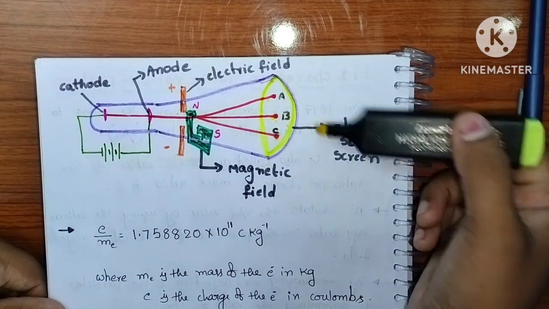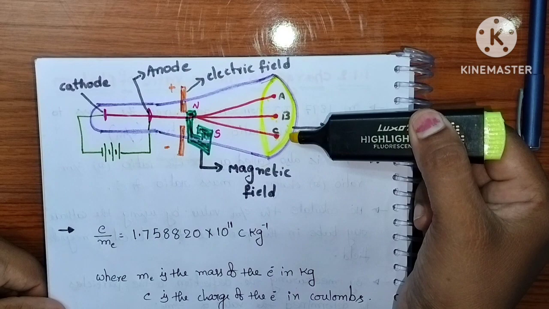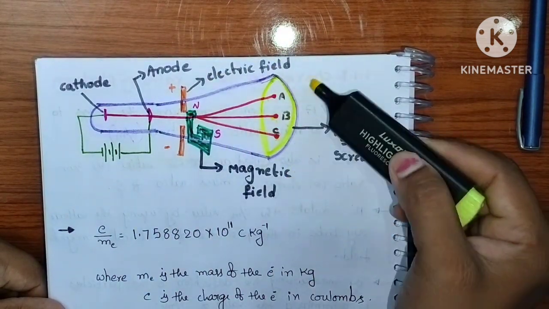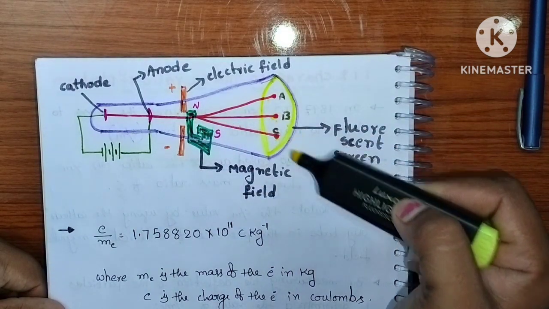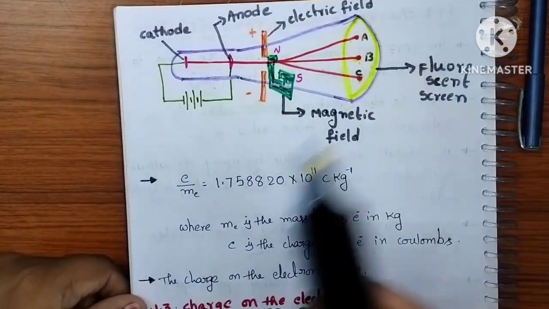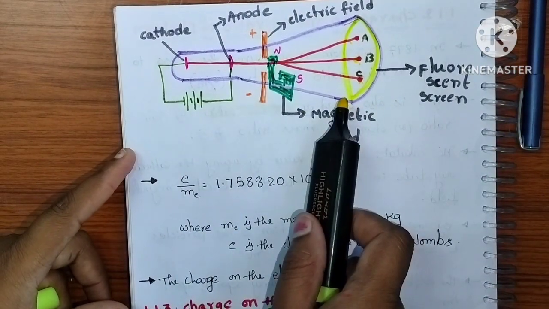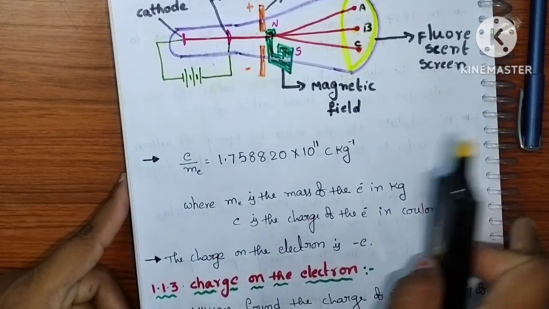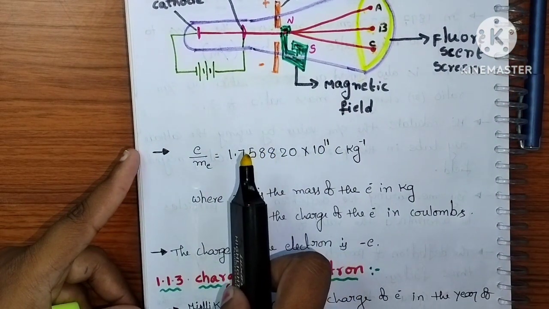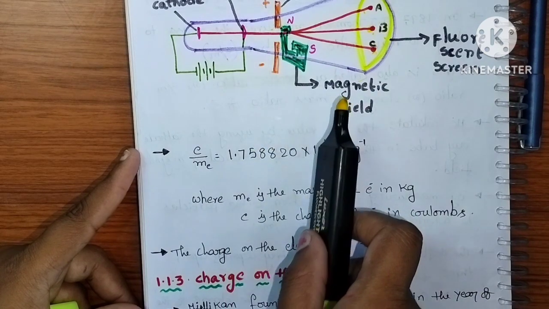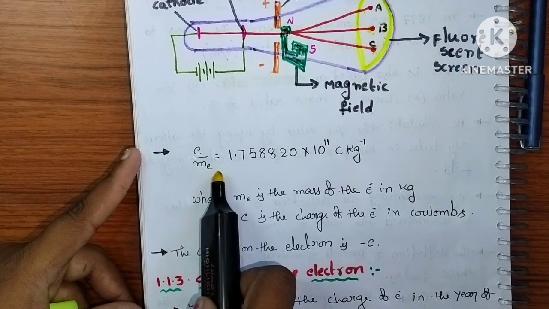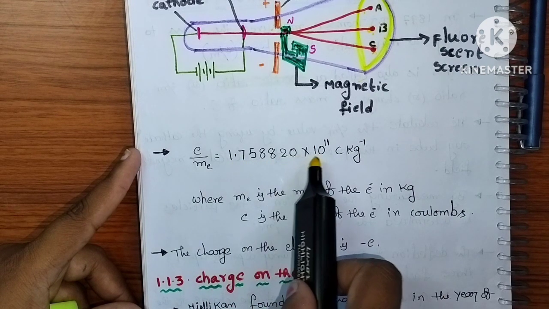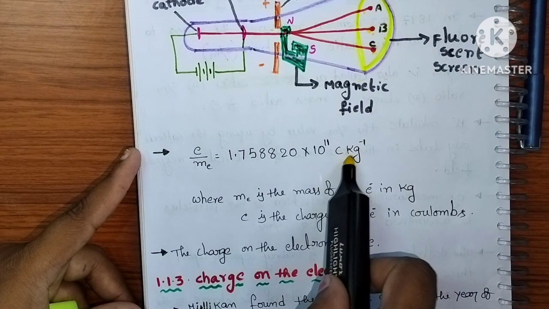So he finally observed that in the presence of electric and magnetic field, the deflection takes place in the particles. So due to this experiment, he finally measured the value of e by m by using the deflection. By using the measurement of deflections, he finally concluded that e by m value is equal to 1.75880 into 10 power 11 coulomb kg inverse.